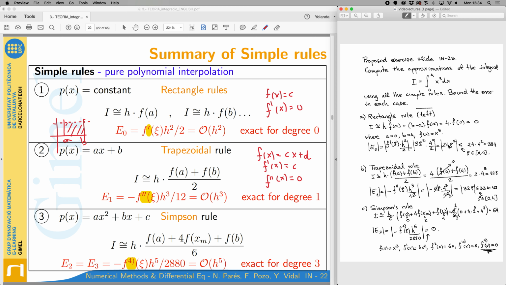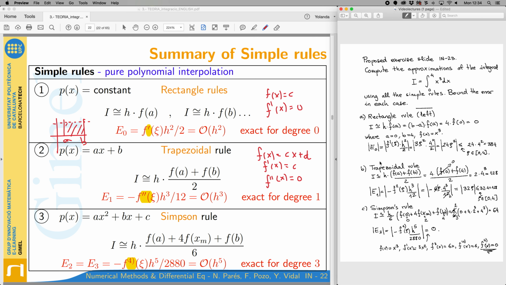We do the calculation, and now I want to bound this. How can I bound this? Well, the only thing I know is that psi lives inside the interval 0, 4. So the highest value possible in this case is when psi is equal to 4. So that's the higher bound, the upper bound of the error.